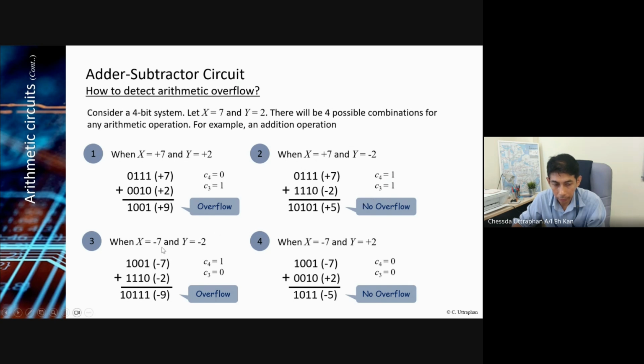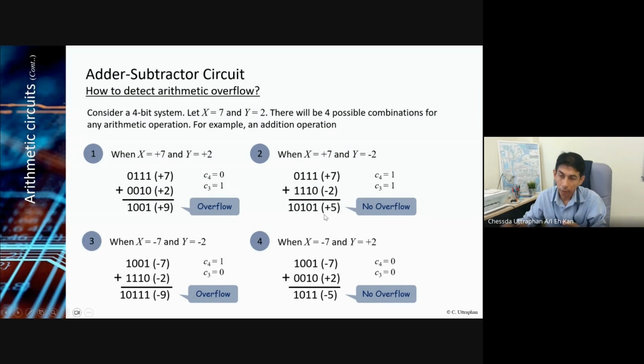We change to other possibilities, minus 7, minus 2, and we have minus 9. This is overflow as well. And this is C4 and C3, 1, 0. Looks like this is overflow. When we have x equal to minus 7, y equal to 2, we have no overflow, minus 5, no overflow, and C4 and C3 equal to 0, 0, no overflow.